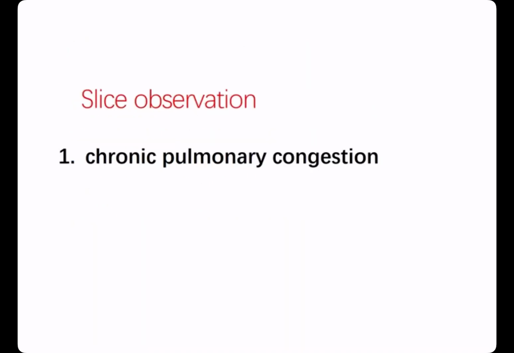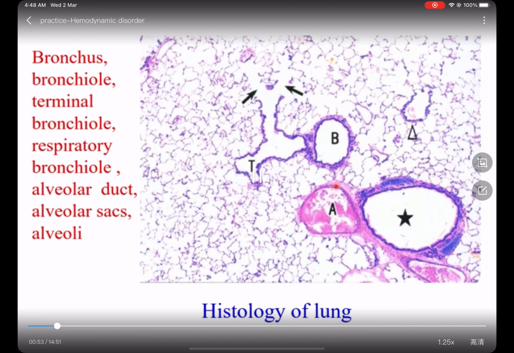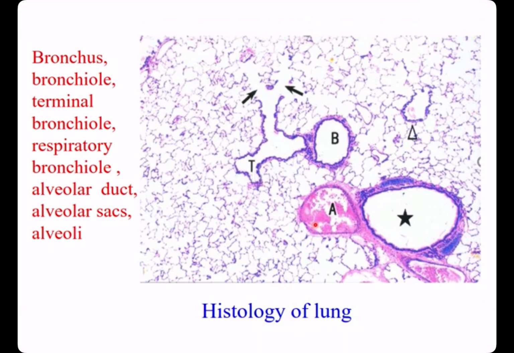Slide 1. Chronic pulmonary congestion. First, let's review the histological structure of the lung. This is a small bronchus with gland and cartilage. This is a branch of the pulmonary artery that goes with the bronchus. This is a bronchiole with a smaller diameter.